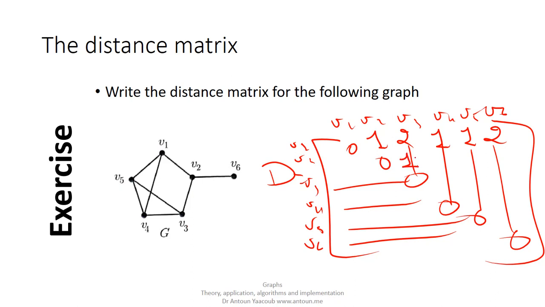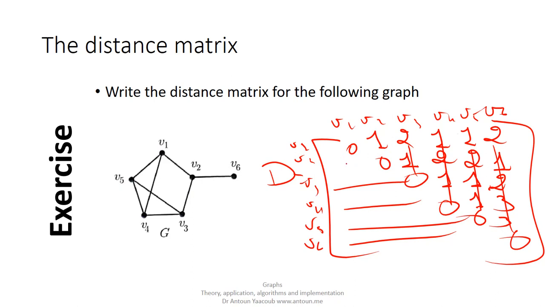From v2 to v3 is equal to 1. From v2 to v4 it's equal to 2. From v2 to v5 it's also 2, and here is 1. Then v3 v4 is equal to 1, v3 v5 also 1, v3 v6 is equal to 2. Let's see v5. v4 v5 is 1, and v4 v6 is 1, 2, 3, so it's equal to 3. v5 v6 is 1, 2, 3, so it's equal to 3.